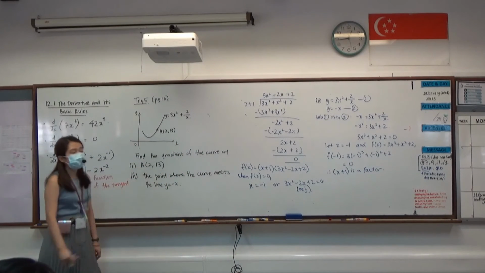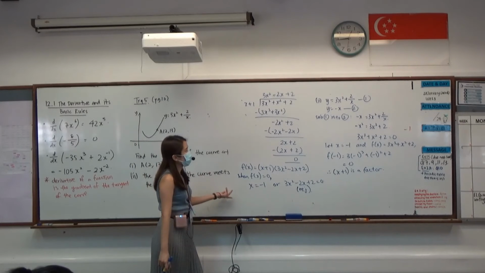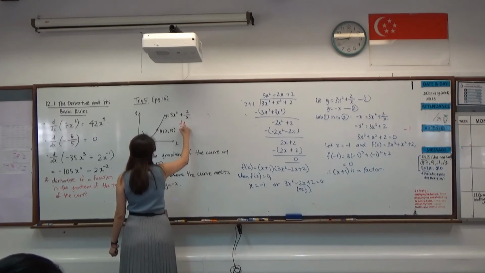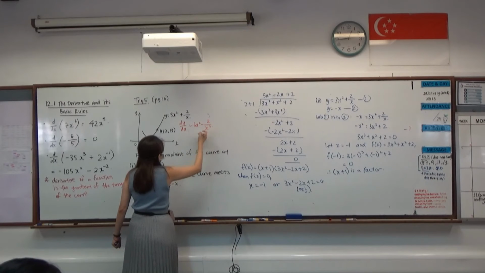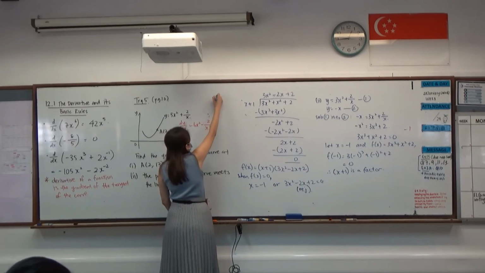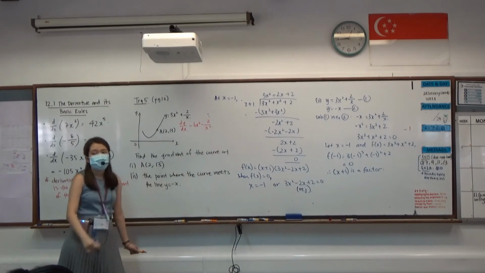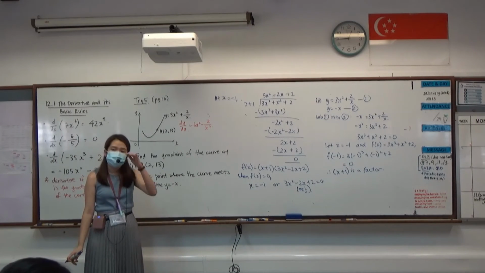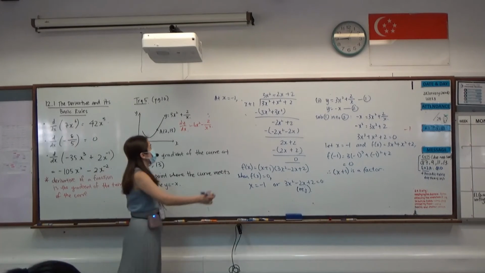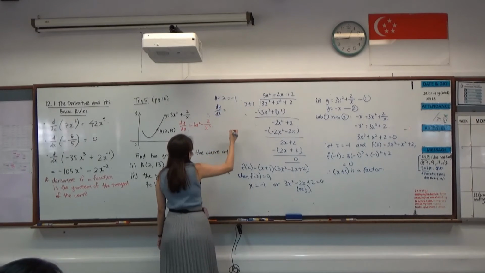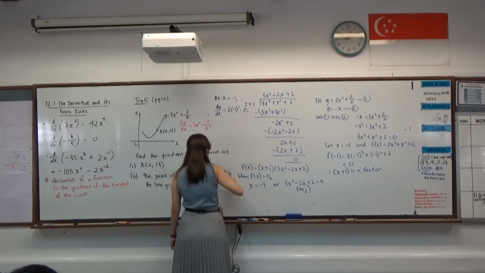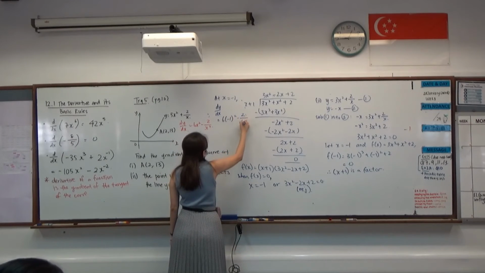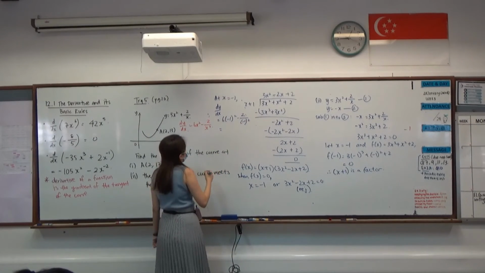So if x equals negative 1, we can now substitute it into our derivative. Earlier on, our derivative that we found in part I was this. So at x equals negative 1, the question did not ask me to find the point, or rather the coordinates of the point, so there's no need for me to find the y coordinate. So our derivative would be 6 minus 2.